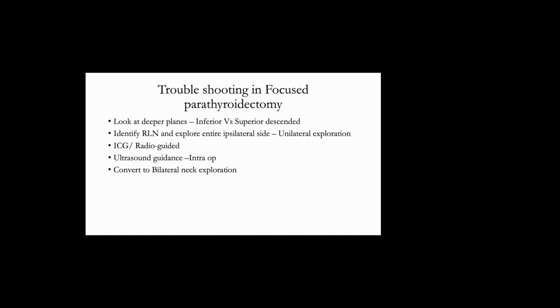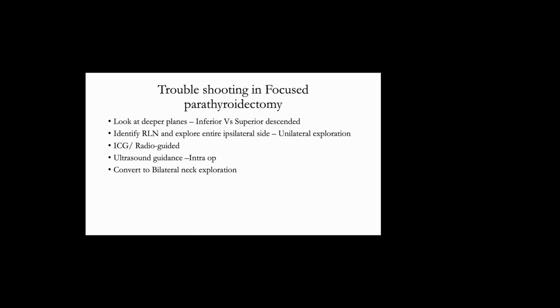But sometimes you may not find the inferior gland. Then you have to just go deeper in the same location, go posterior, be careful with the nerve, and if you find it, well and good. Otherwise, identify the RLN and explore the entire ipsilateral side. Maybe there could be a change in position, or the position in which you did the scan and the position in which you are exploring intraoperatively could be slightly different.